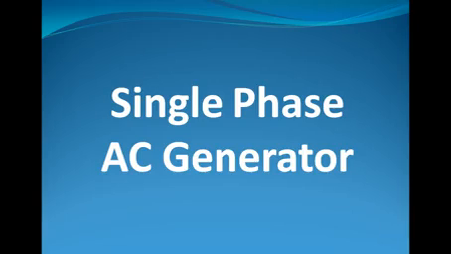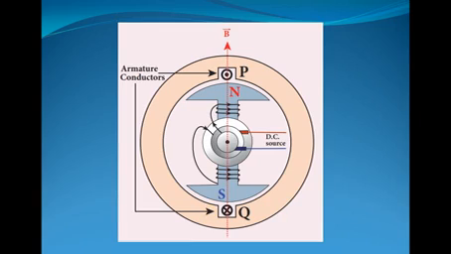Next we are going to see the single phase AC generator. The single phase AC generator is mainly used for our domestic purposes because a very small amount of power is obtained from this device. The armature conductors are connected in series so as to form a single circuit which generates a single phase alternating EMF, and it is called a single phase alternator.